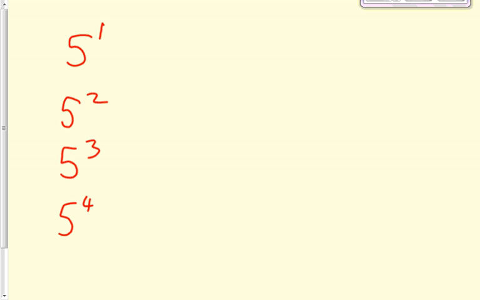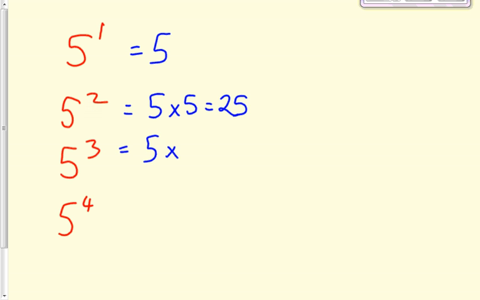Okay. And the next set of questions, so I've got 5 to the power of 1. So it means I've got 1 5, so it's itself 5. 5 squared means 5 times 5. So give me the answer 25. 5 cubed means 5 times 5 times 5. So 5 times 5 is 25, times 5 is 125.